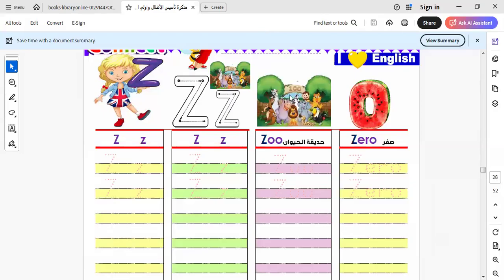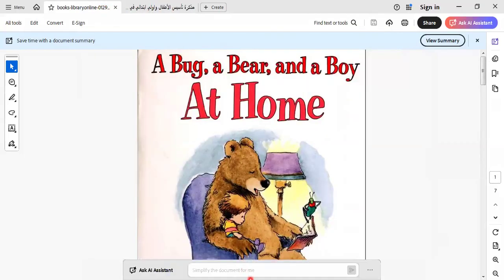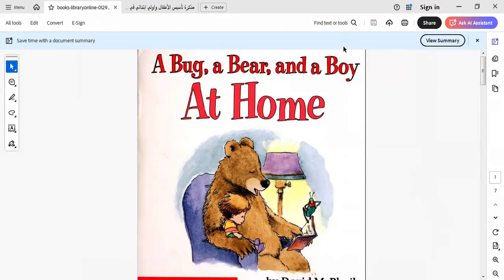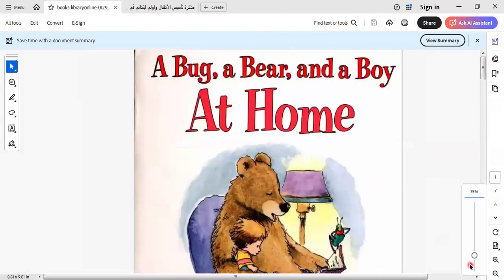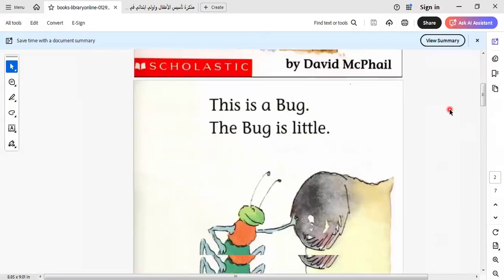Our story today, let's know our story today. It will be about a bug, a bear, and a boy. Let's read this story together.